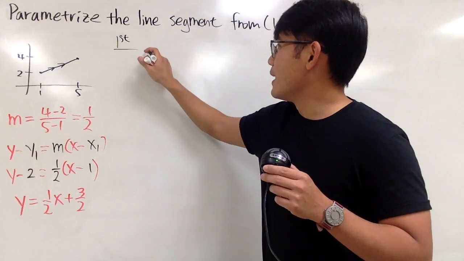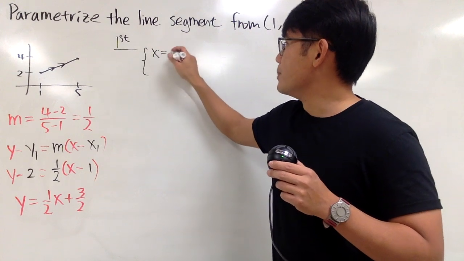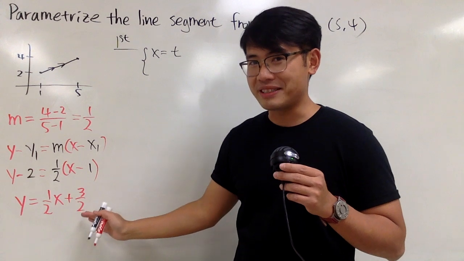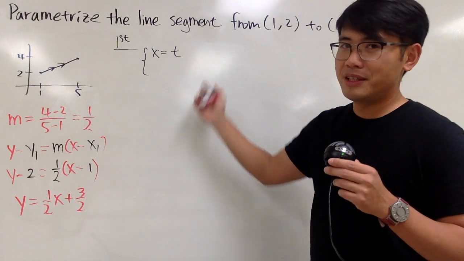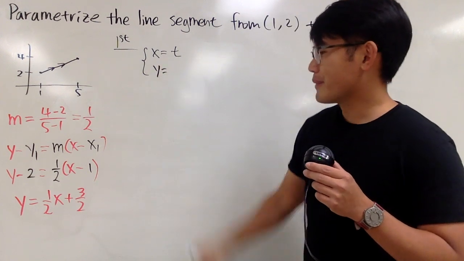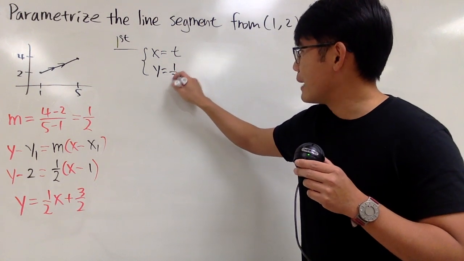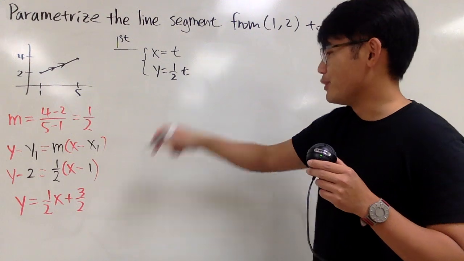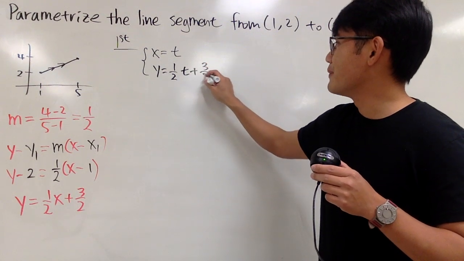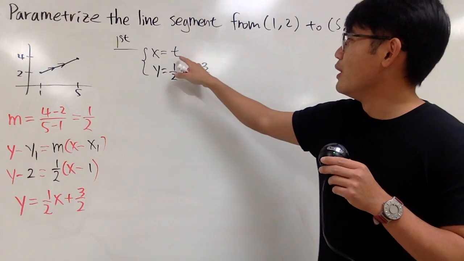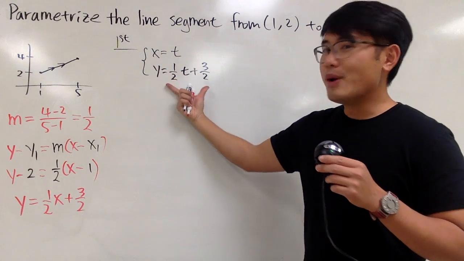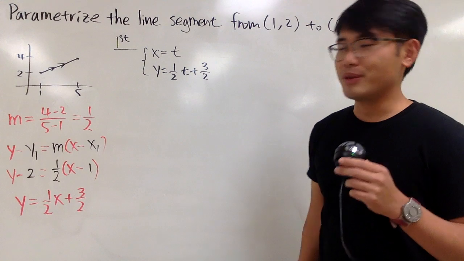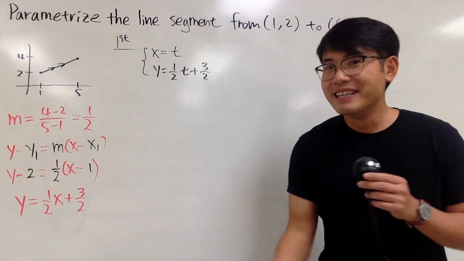The easiest way is the following. You take x to be t. Whenever you have y equal to a function of x, you can always take x to be t and y to be 1/2, but you don't put down x right here anymore. You put down t, and then you put down plus 3/2. Why? Because we know x is the same as t, so you are saying y is equal to 1/2 x plus 3 over 2, which is the same as that, right?